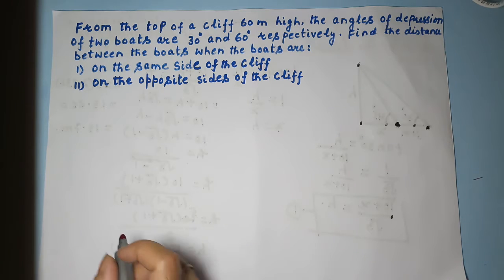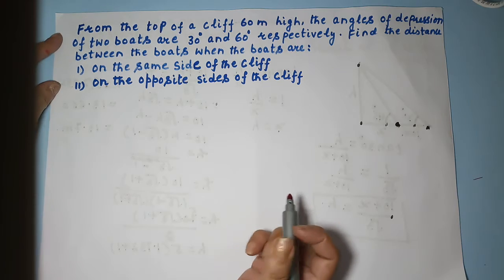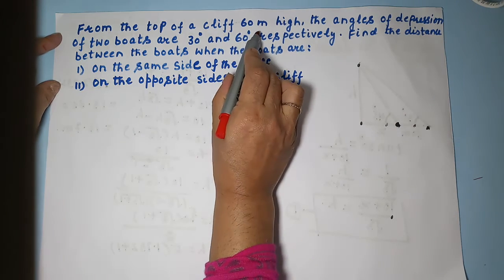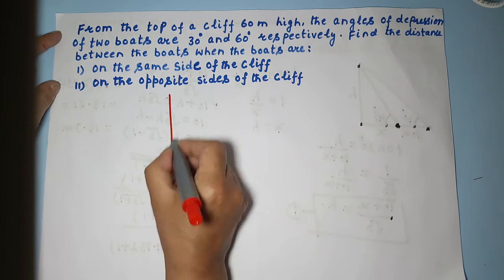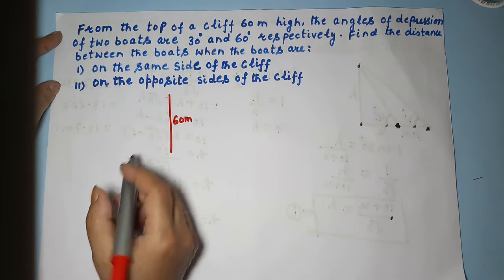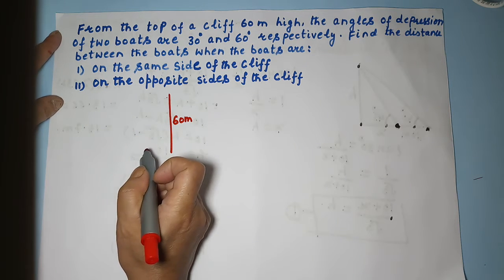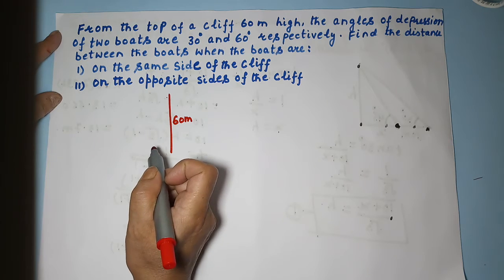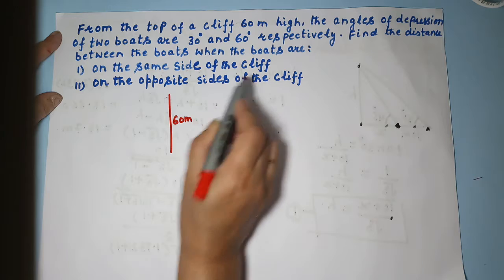We will continue with heights and distances. Now here, from the top of a cliff 60 meters high, okay, we have a cliff which is 60 meters high. The angles of depression of two boats are 30° and 60° respectively. Find the distance between the boats when the boats are on the same side of the cliff.